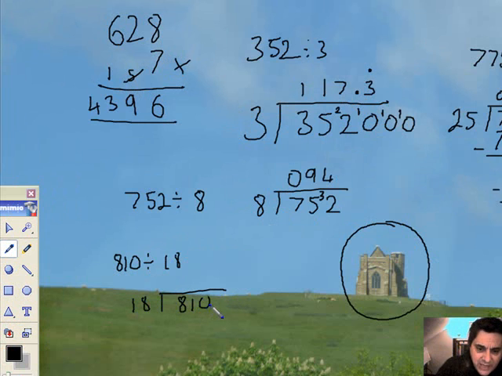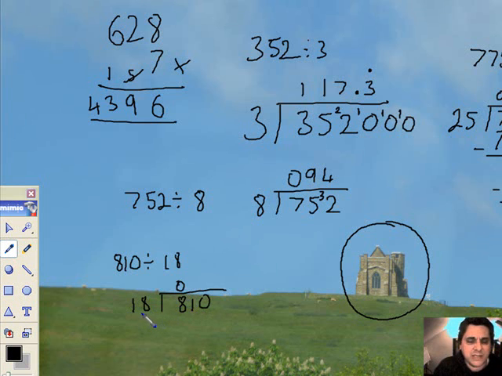18's into 810. Well, clearly 18's into 8 don't go, so let's put a little 0 there. 18's into 81. If that was about 20, 4 20s are about 80, so I'm quite happy to put 4 in there. Now, 4 18s, what have we got? We've got 10 times 4 is 40, and we've got 8 times 4 is 32. Altogether we have 72. So 4 18s are 72.